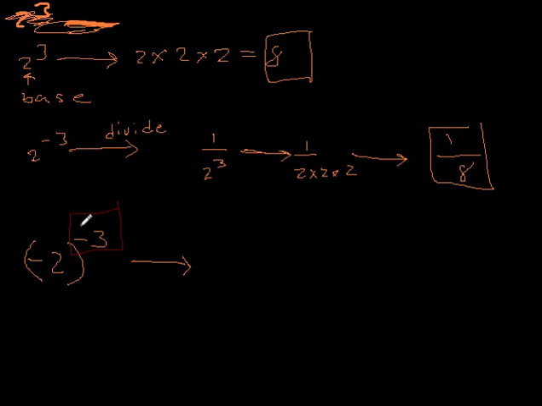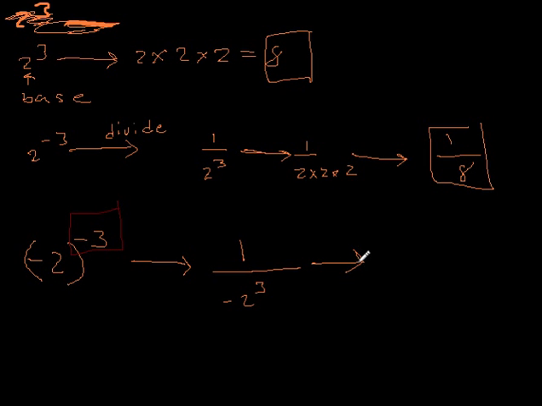So any number with a negative exponent is equal to 1 over that power with a positive exponent. One more time, I'll repeat that. Any number with a negative exponent equals 1 over that power with the opposite exponent. The opposite is positive 3.